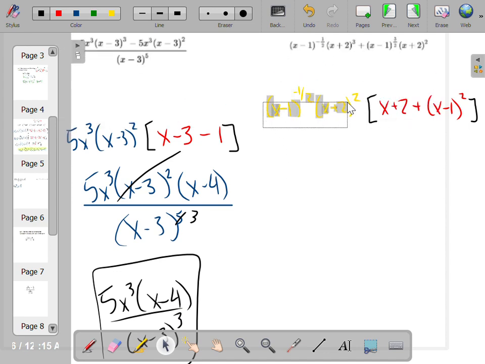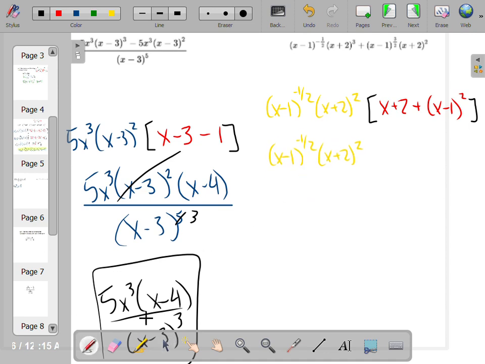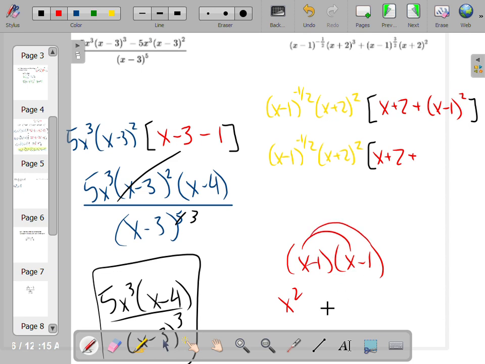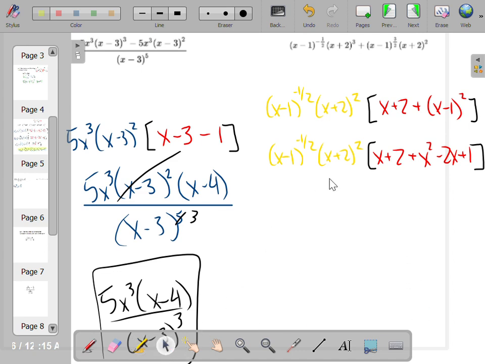Let me get this out of the way. But I need to simplify this. So it's going to be x plus 2 plus, when you FOIL that out, x minus 1 squared, you get x squared minus x minus x plus 1. So this is x squared minus 2x plus 1. Got to be careful with that. People will just try and distribute exponents and it doesn't go well.